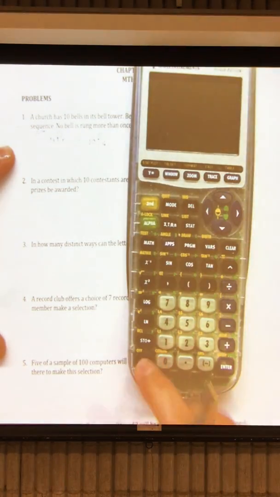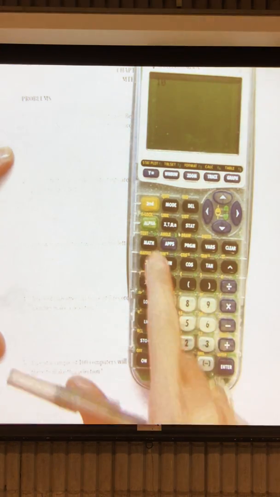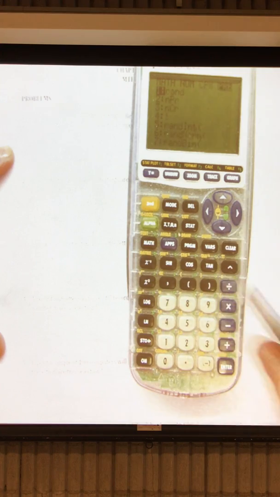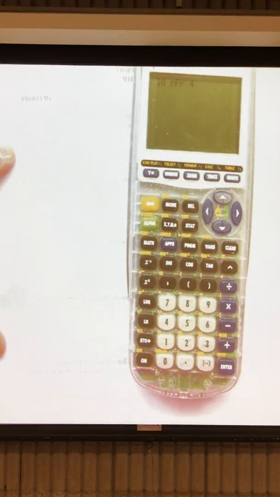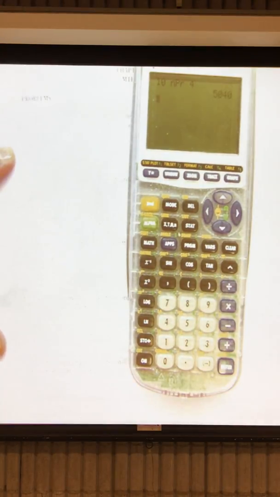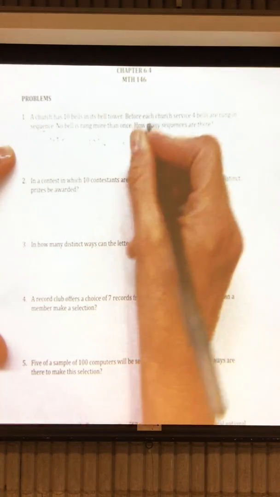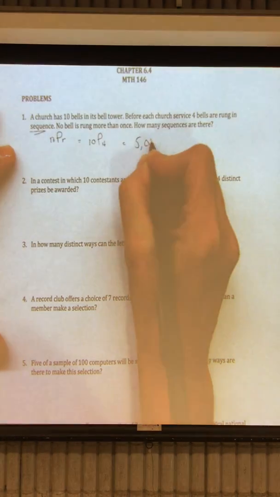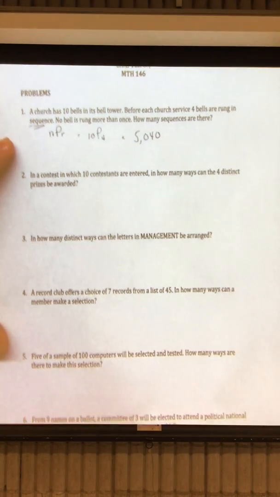Using your calculator to do this, you're going to do 10, math, PRB, number 2, and you're going to press 4. So 10 nPr 4, and your answer is 5,040 sequences. So 5,040 sequences will be used.